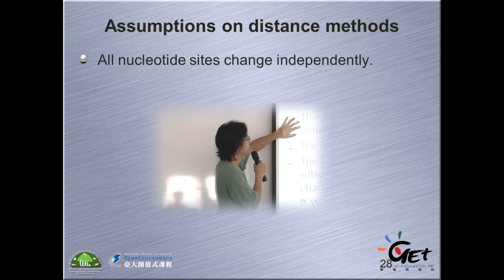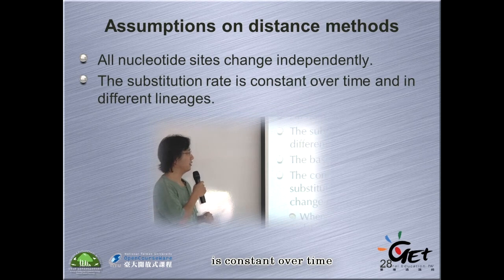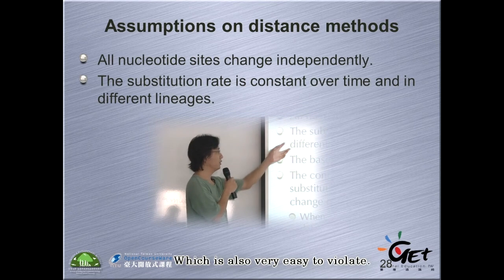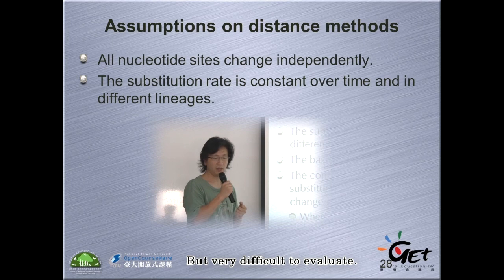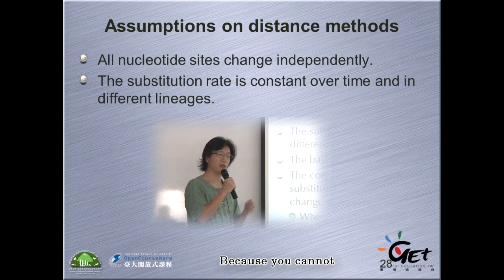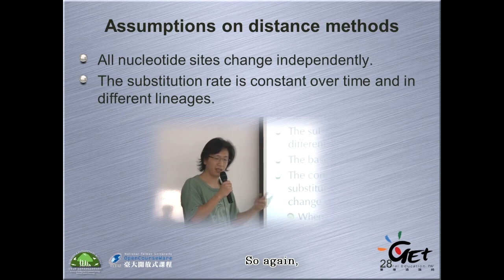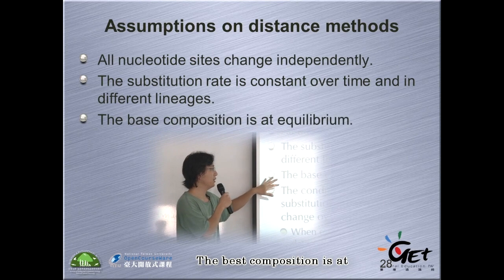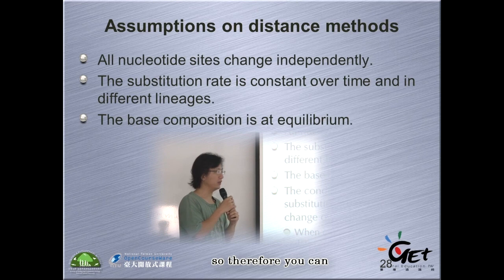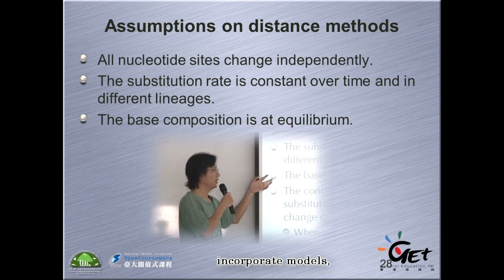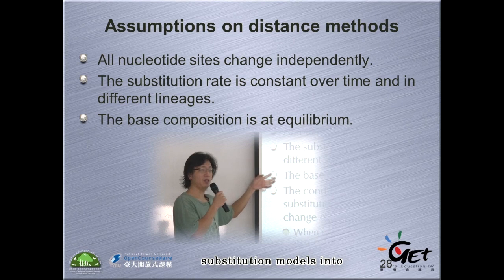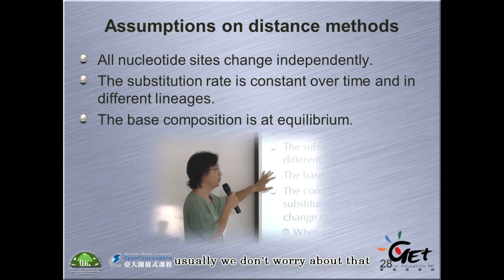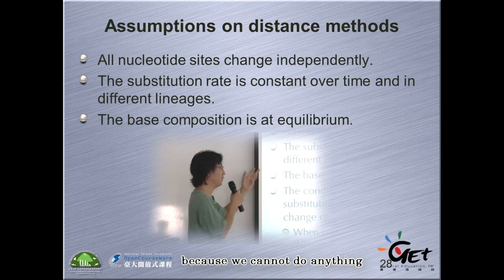Anyway. The second one is that the substitution rate is constant over time and in different lineages, which is also very easy to violate, but very difficult to evaluate because you cannot go back in time. So again, this is very, very hard to evaluate. The base composition is at equilibrium, and so you can incorporate substitution models into the data sets. But what if it's not? Then you have some problem. But usually we don't really worry about that because we cannot do anything about it anyway.